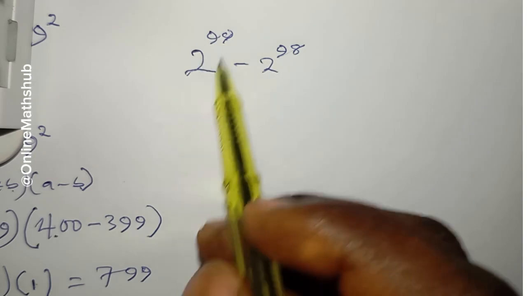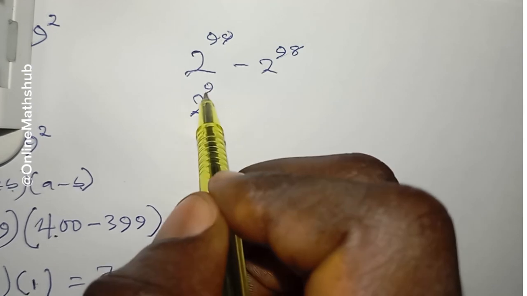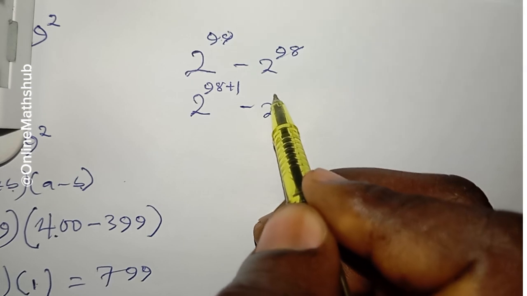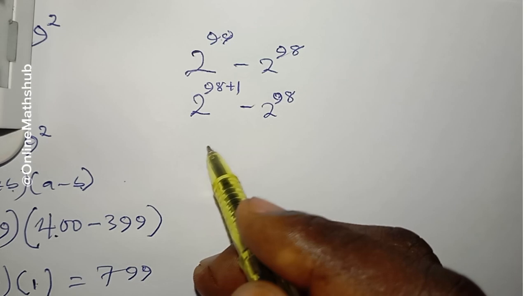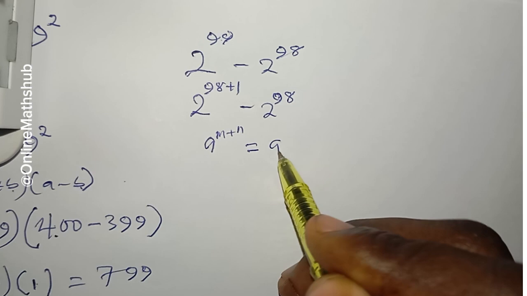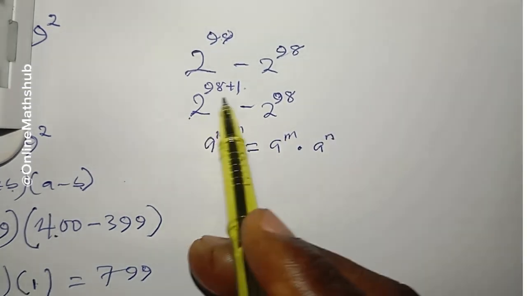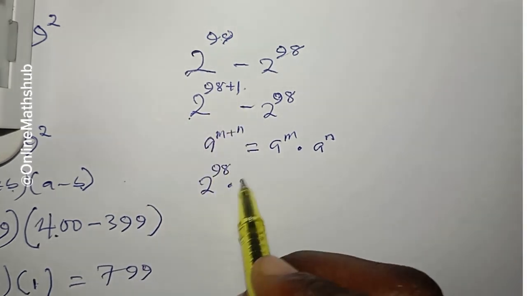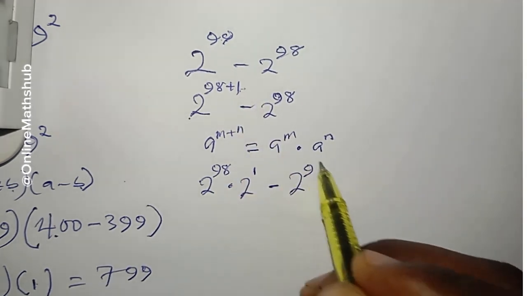Moving on, I am just going to write this as 2 power 98 plus 1, and then minus 2 power 98. If you can remember the rule of indices, if you have a power m plus n, you can expand this as a power m multiplied by a power n. I'm going to use that idea to expand this. So I'm going to have 2 power 98 multiplied by 2 power 1, and then minus 2 power 98.